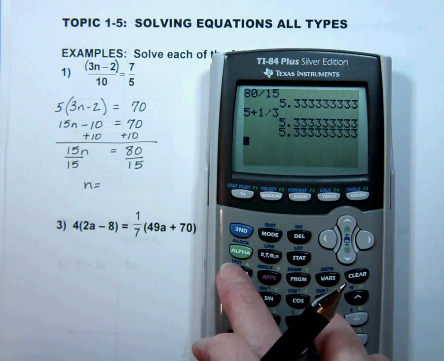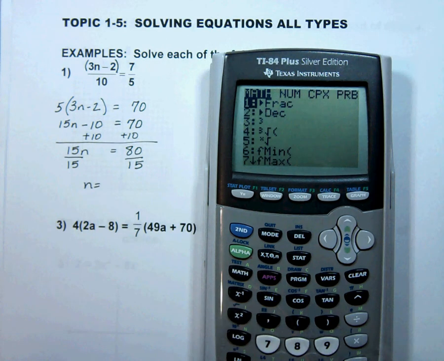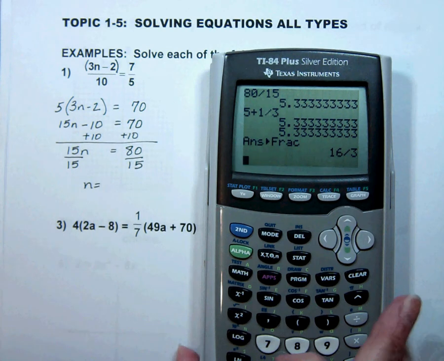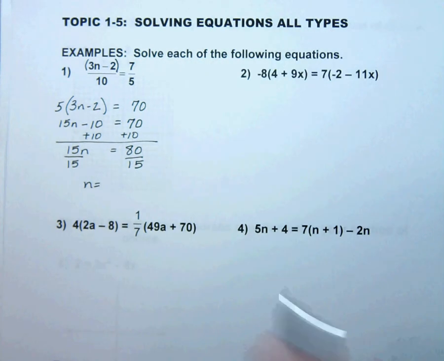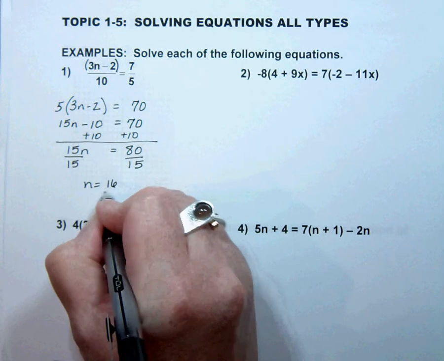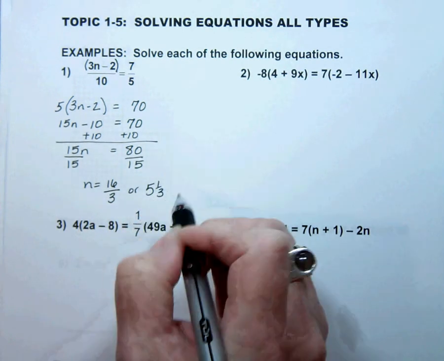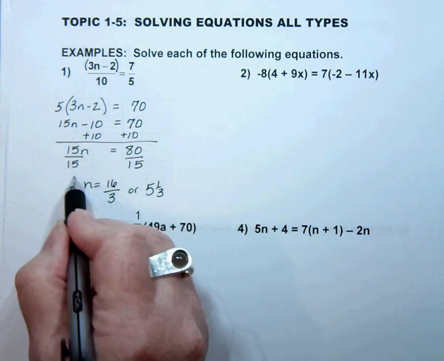Another way to do this is to leave it as an improper fraction. If you push the word math and then you push your enter key twice, that will turn your repeating decimal into a fraction. I think I like that answer, so let's use 16/3. I guess we could put or 5 1/3. Both of them work, either one of these.